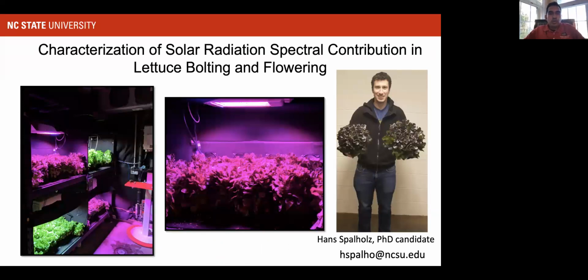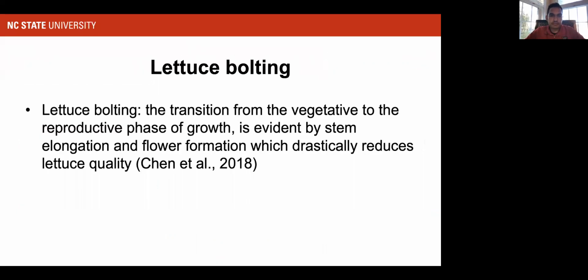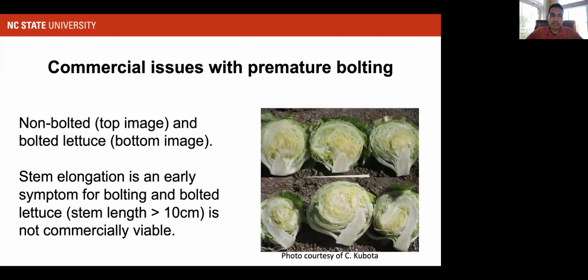So we wanted to characterize the impact of lettuce flowering and bolting, to characterize the light impact on that. Lettuce bolting, as most of you know, is a transition from vegetative to reproductive phase. In lettuce specifically, and many crops, stem elongation and flower formation is the first symptom, and that drastically reduces the quality of the lettuce. Let me give you an example.